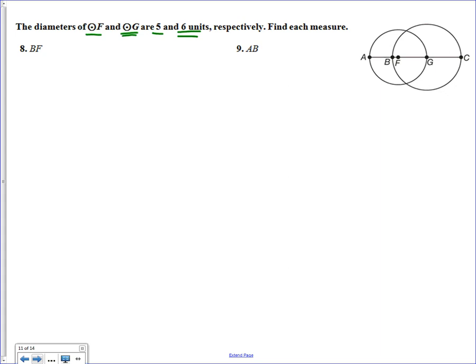So find each measure. We want to find the measure of BF, this tiny little segment here. Okay, so we know that the length from B to G is 3 units. Right? The diameter of G is 6. From B to G is the radius, and that's half. The same that GC is also 3 units.